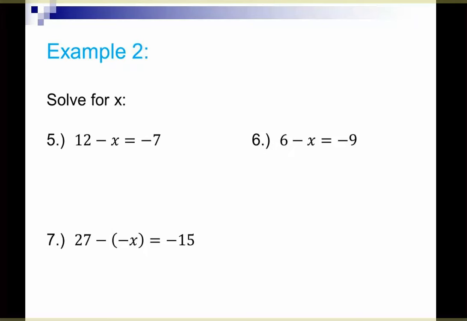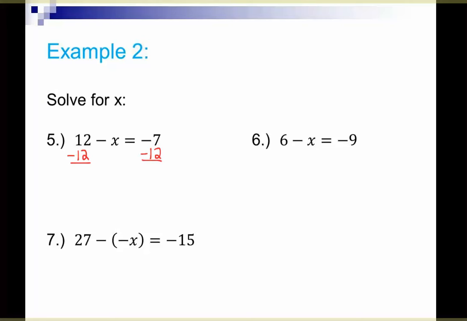Okay, let's take a look at number 5. 12 minus x equals negative 7. What do we have to get rid of first? Well, step 1, we're going to get rid of that 12. Now, is that a positive 12 or is it a negative 12? Right now it's sitting as a positive 12. To get rid of a positive 12, we're going to take away 12. So you should be taking away 12 from both sides.